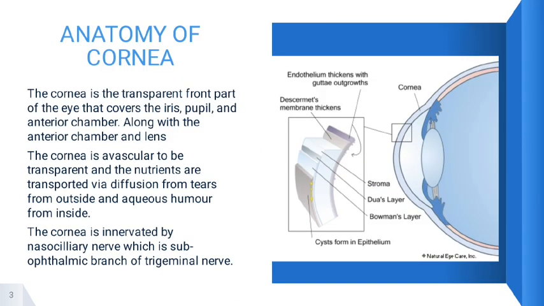Moving on to the anatomy of the cornea. The cornea is the transparent front part of the eye that covers the iris, pupil, and the anterior chamber, along with the lens. The cornea is avascular to be transparent, and the nutrients are transported via diffusion from tears from outside and the aqueous humor from inside. The cornea is innervated by the nasociliary nerve, which is a subdivision of the ophthalmic branch of the trigeminal nerve. We can see the six corneal layers in this image.